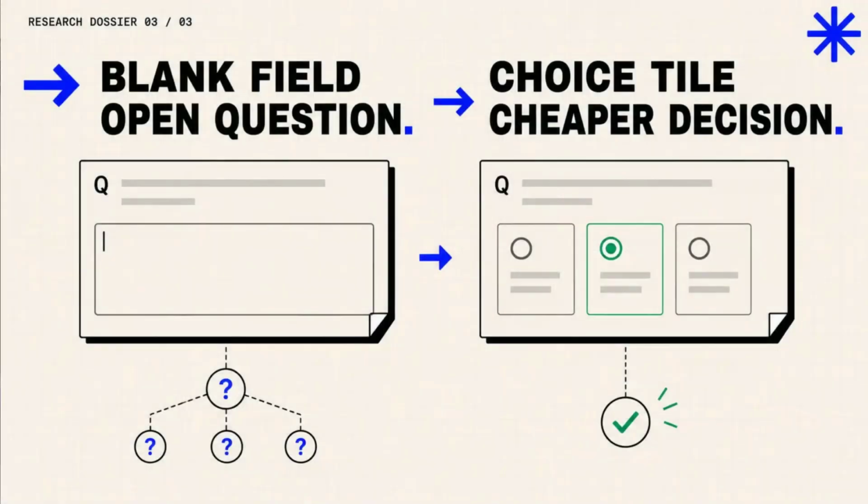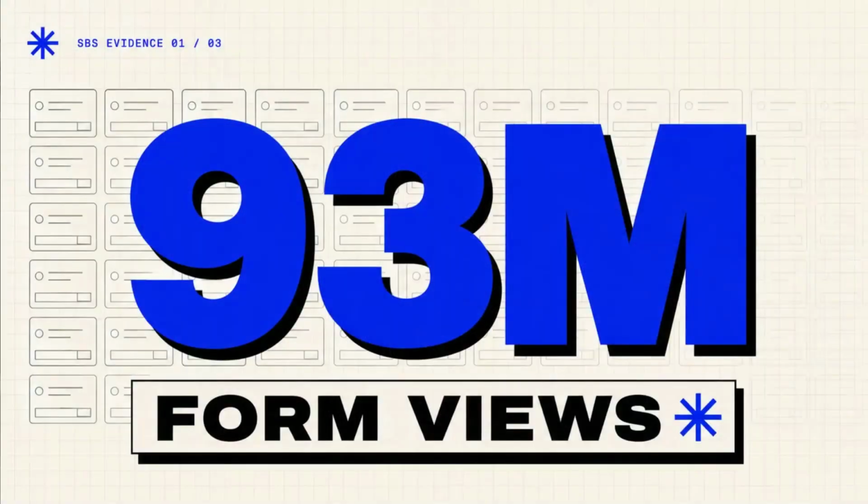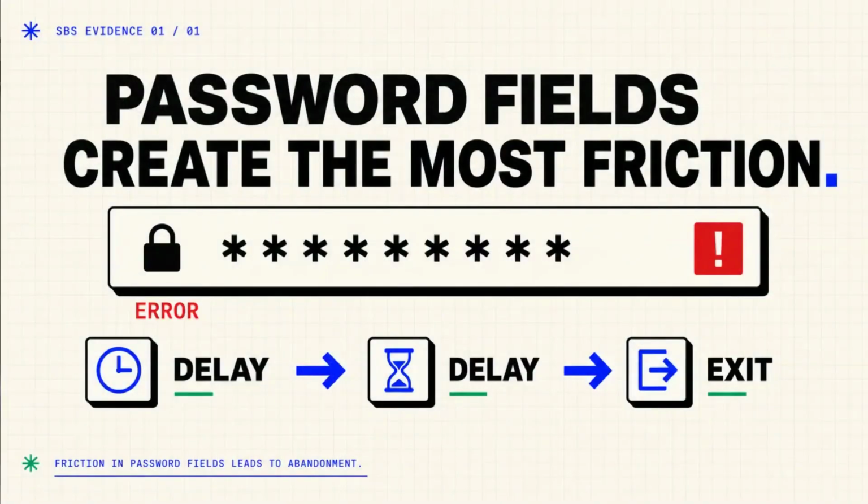One of the ways we can present this information better is through choices. So if you want to fix your app today, do not have blank fields. Instead, give them choices. But now, how many choices do we present? A company called Zuko has behavioral data on 93 million form views. Roughly a third of all people who see a form never start it. And the single highest abandonment field in that entire data set is the password field.